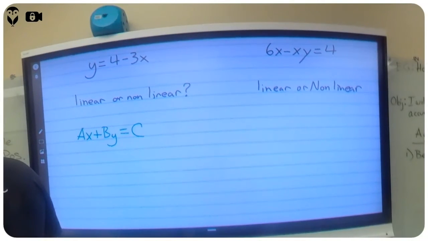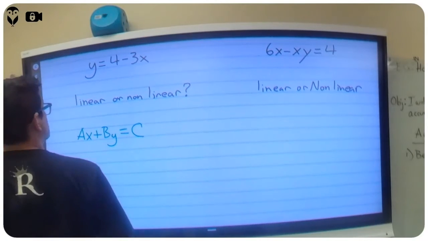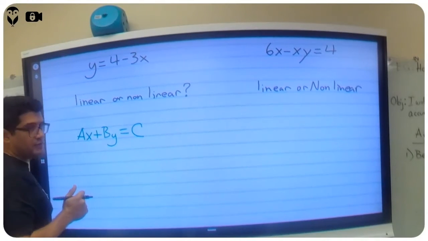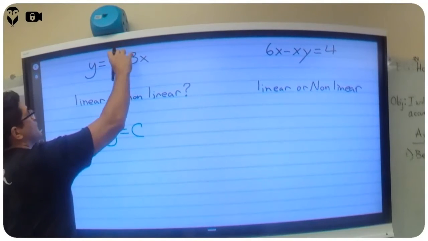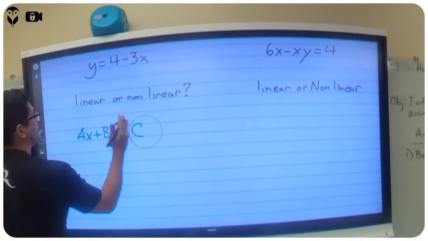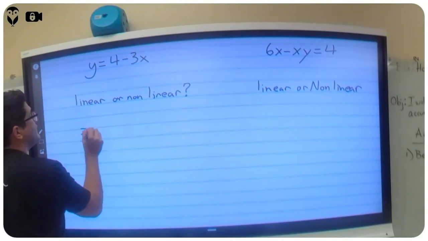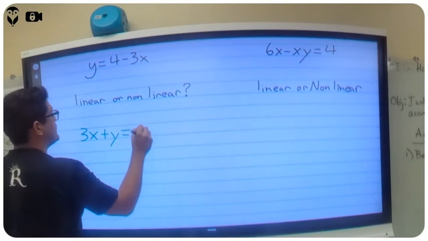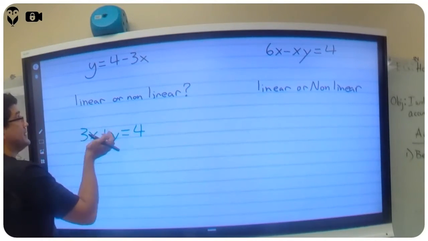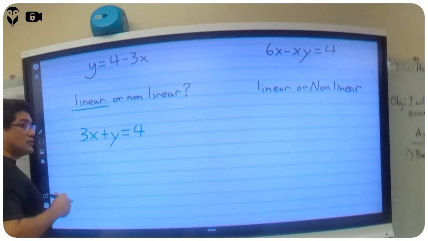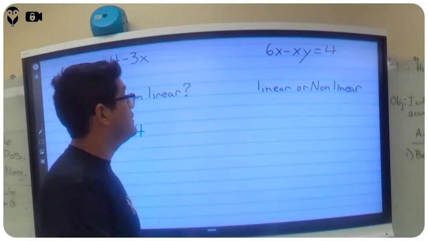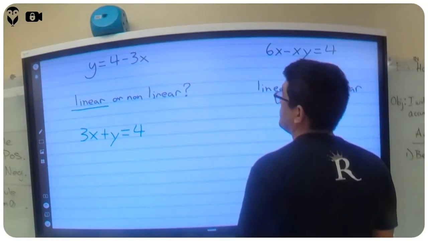Let me see, I had it written here. So I have to move the x and the y to one side and leave a constant by itself. So we move the 3x to this side, and now it reads 3x plus y equals 4. So that makes it linear, because you can do it. Over here, if you try to do it, it will not work. You won't be able to make it like that.